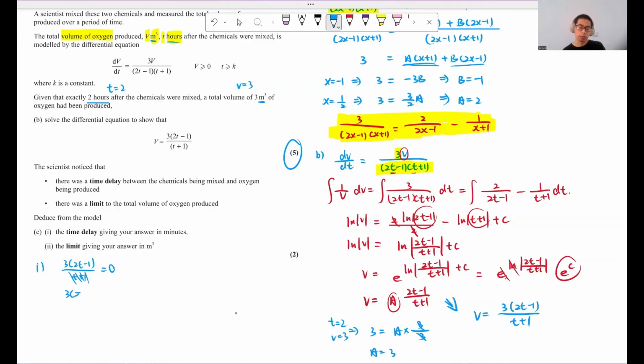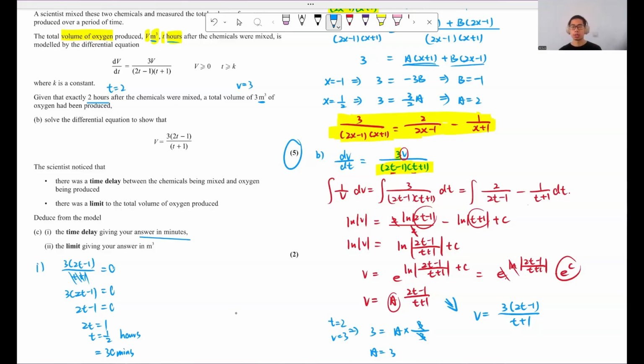So 3 times (2t minus 1) equal to 0. So then 2t minus 1 equal to 0. So then 2t equal to 1. So t equal to 1/2. And then the units will be hours. Since they want the answer in minutes, 1/2 hours is equal to 30 minutes. So that would be the answer for part I.